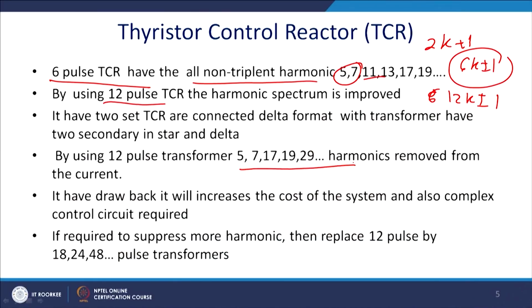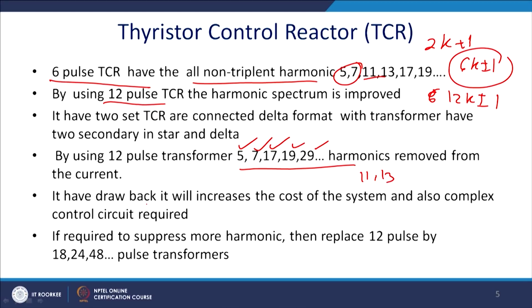So, by using this, these harmonics will be removed: 5, 7, 17, 19, 29. So, what will we be left with? It is 11, 13, thereafter and so on, and we have a drawback of the increasing pulse number.